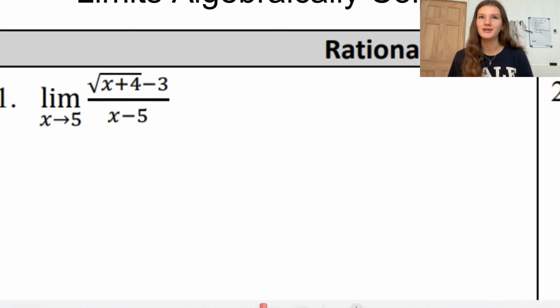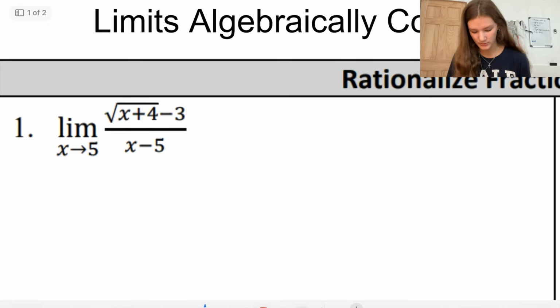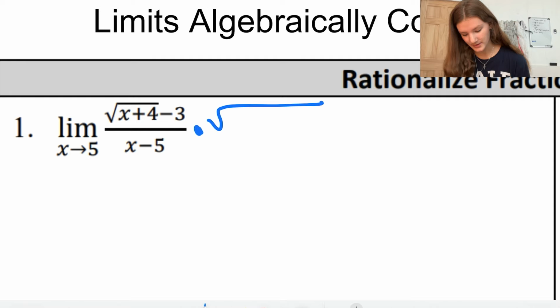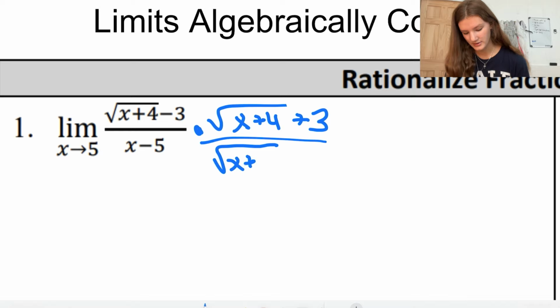If there's a radical, you take the opposite. You take the conjugate. And you multiply that by the top and the bottom, because what you do to the top, you do to the bottom. Okay, so we'll multiply this by square root of x plus 4 plus 3, not minus 3 because we're taking the opposite, over square root of x plus 4 plus 3.